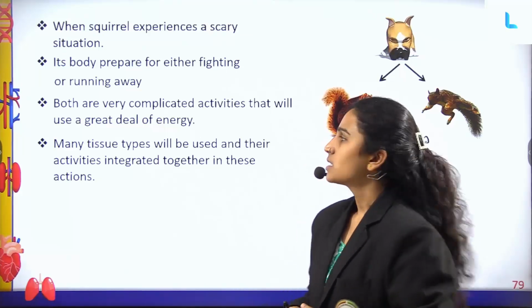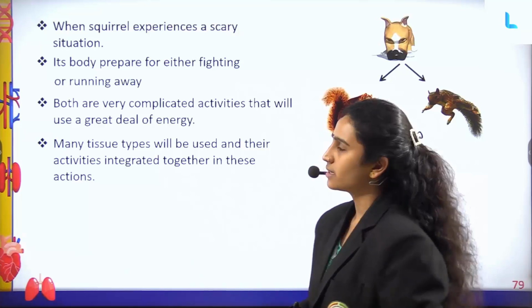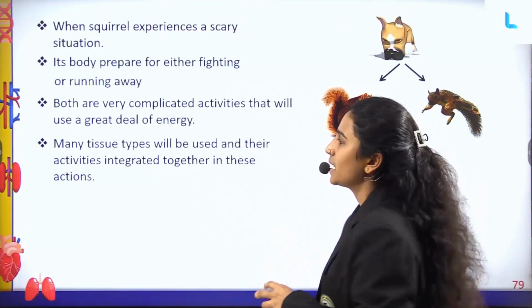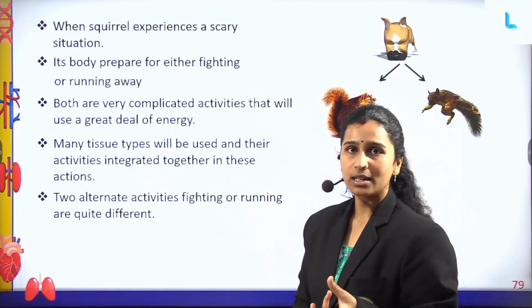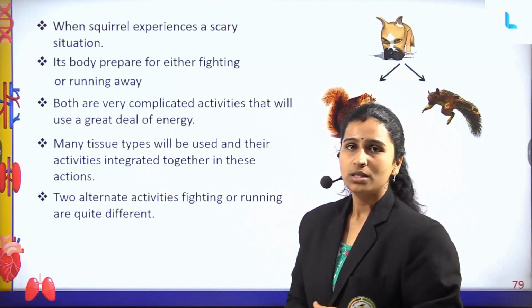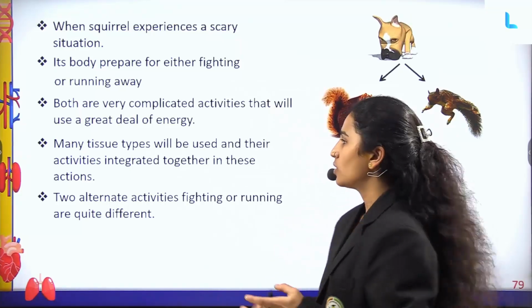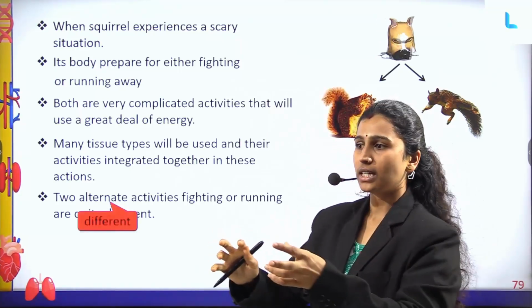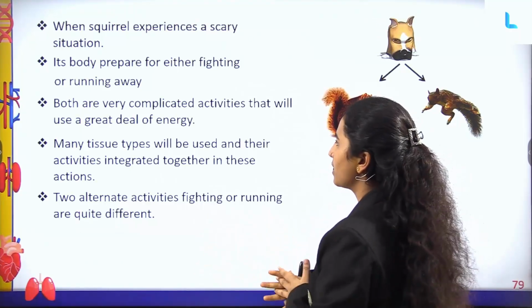Complicated here means difficult. So many tissue types will be used and their activities integrated together in these actions. So it requires many tissue types to perform the function, and integrated means linking together and performing. So two alternate activities, fighting or running, are very different. So the decision making of either fighting or running is a very complicated decision, isn't it? So they are different from one another.